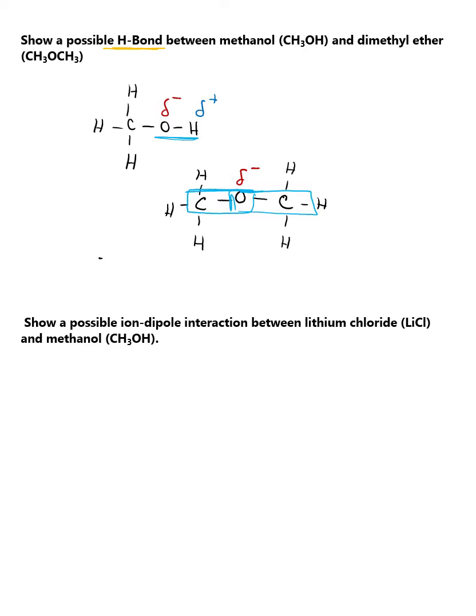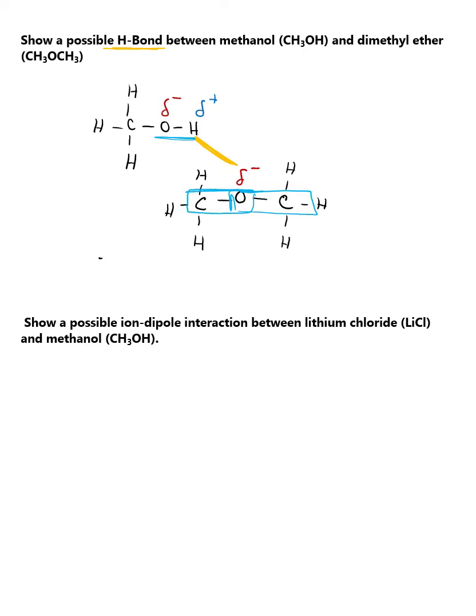So a possible hydrogen bond between your methanol and your dimethyl ether, I have a negative here in the oxygen, a positive right there. That's an option right there. Again, you can have another methanol molecule feeling attractions or doing hydrogen bonds between two methanol molecules. You can have hydrogen bonds between two dimethyl ether molecules. That's perfectly fine. Now, the last one, it's an example of your ion-dipole interaction, which we didn't look at in any of the previous examples.